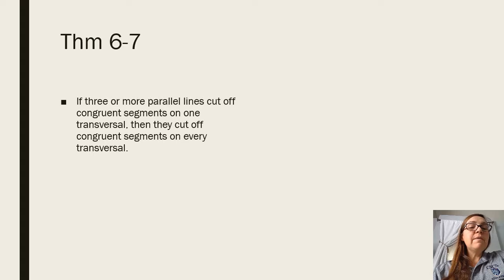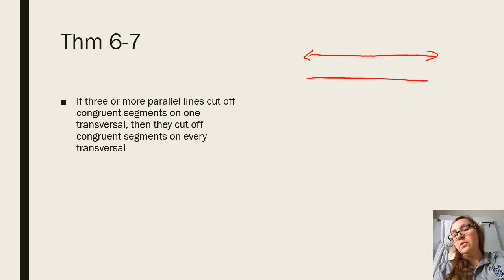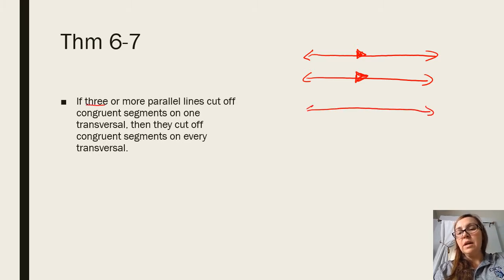Okay, so now we have theorem 6-7, no name, just the number. If 3 or more parallel lines cut off congruent segments on one transversal, then they cut off congruent segments on every transversal. Okay, this is a little confusing. What this is saying is, here I have two lines that I've indicated are parallel. But that's not enough information. It says 3 or more. So I need to have at least 3 lines that are indicated as all being parallel.